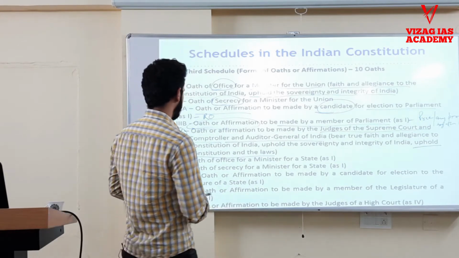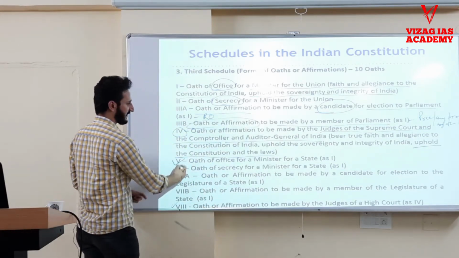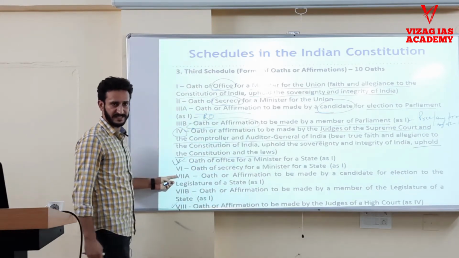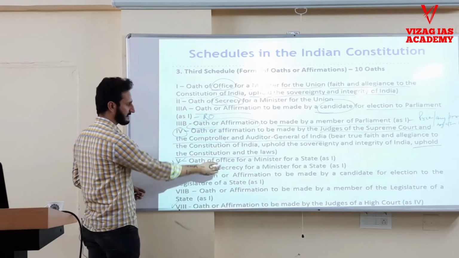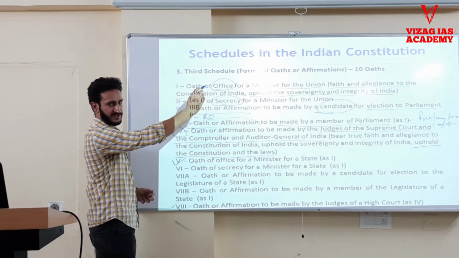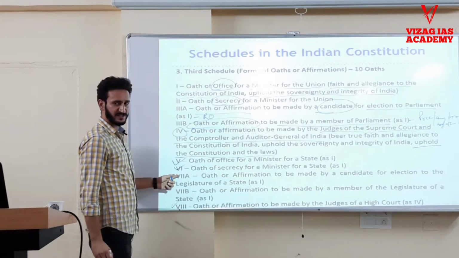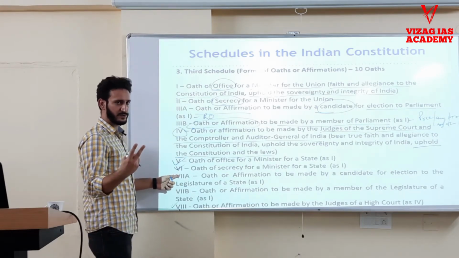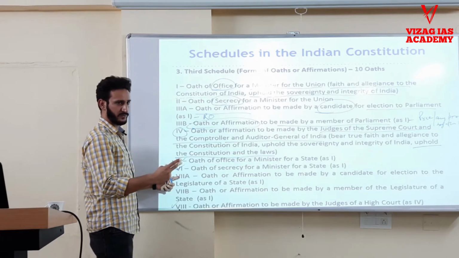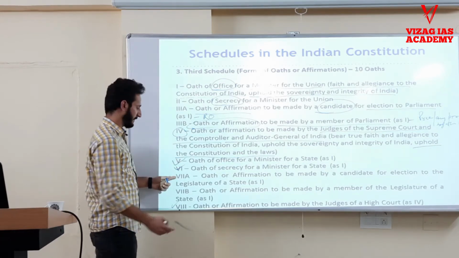What other oaths are there? Oath of minister for a state, council of ministers at the state level. It's the same oath that the minister at the union level takes. Then 6, oath of secrecy for a minister at the state level. So at the state level also, the minister takes two oaths, oath of office and oath of secrecy.